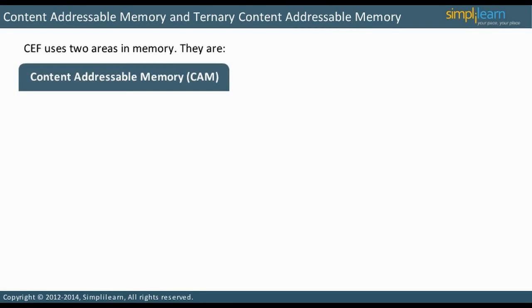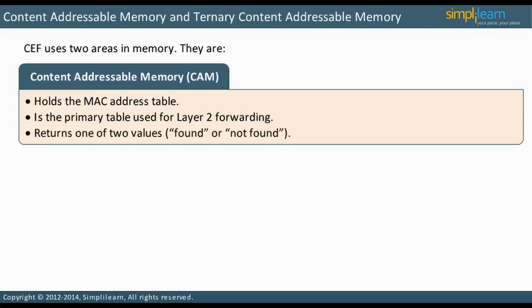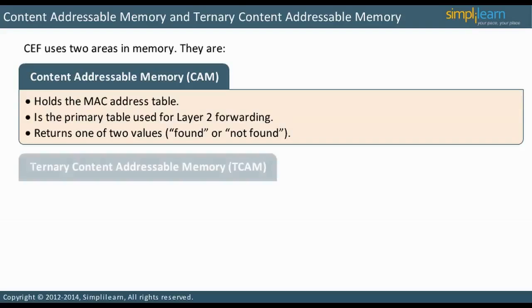Content Addressable Memory, or CAM, holds the MAC address table. It is the primary table used for Layer 2 forwarding. CAM processing returns one of two values, found or not found. These results are sufficient for MAC processing. Either the MAC is found or not found.